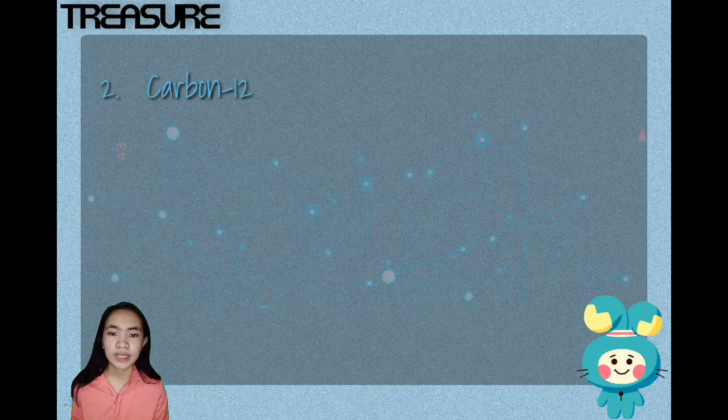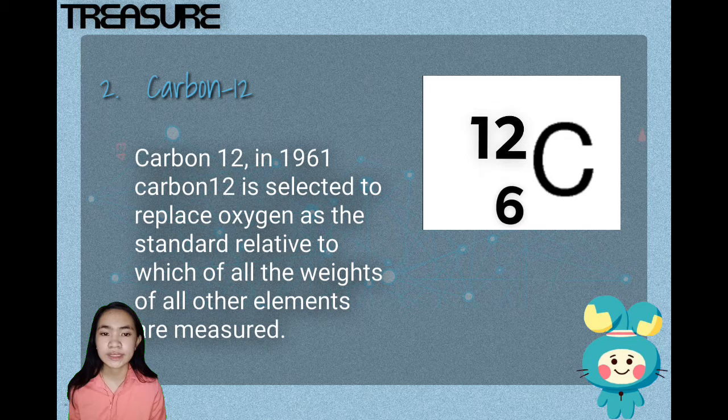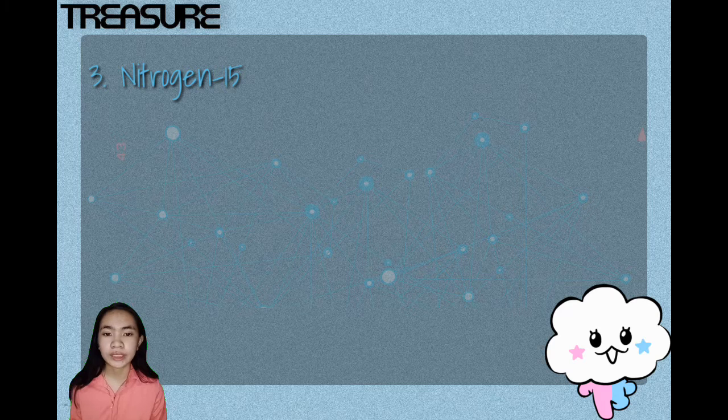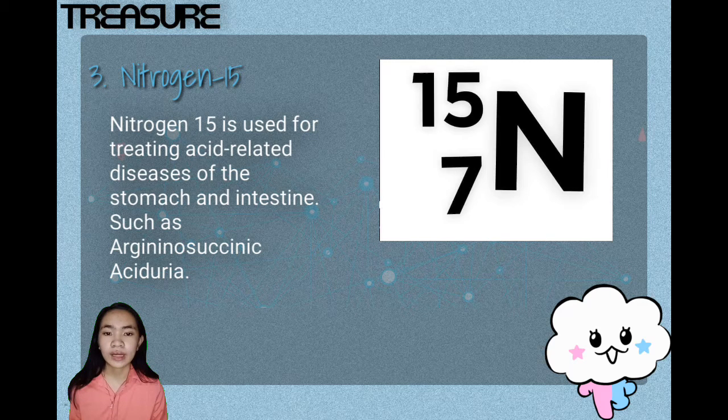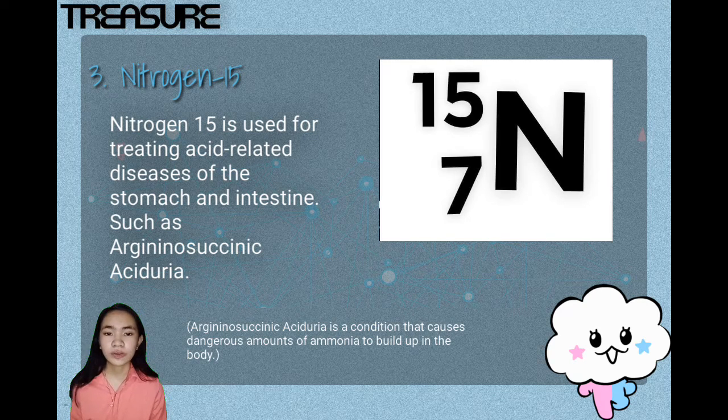Number 2 is carbon-12. In 1961, carbon-12 was selected to replace oxygen as the standard relative to which the weights of all the elements are measured. Number 3 is nitrogen-15. Nitrogen-15 is used in treating acid-related disease of the stomach and intestine, such as argininosuccinic aciduria.